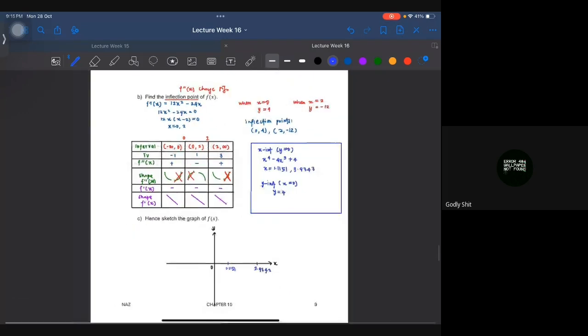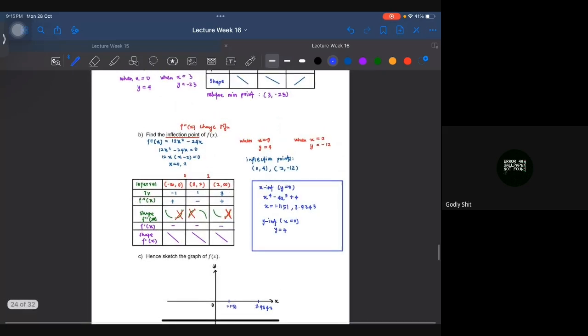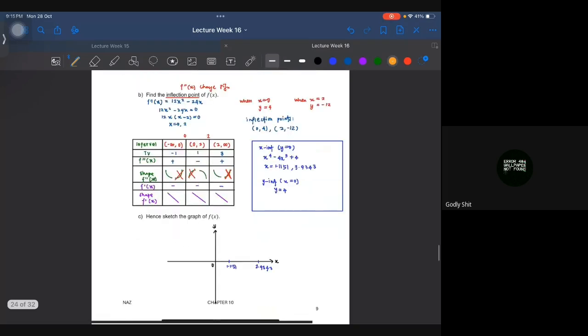Okay, so maksimum minimum tadi tengok balik dekat atas. Oh, maksimum tak ada. Kita hanya ada minimum sahaja. This is the only point yang kita ada. Okay, so minimum point dekat 3 negative 2/3. Okay, so 3 negative 2/3.